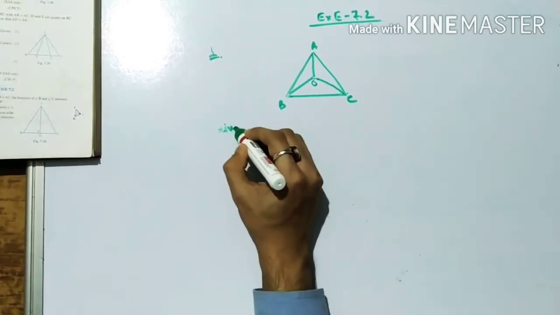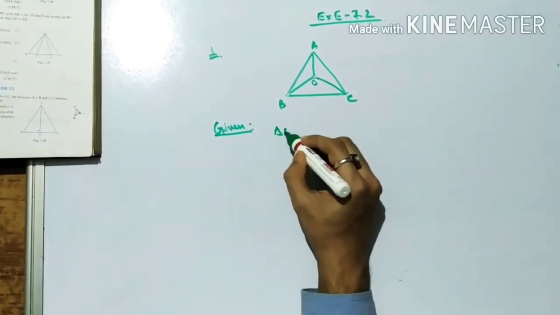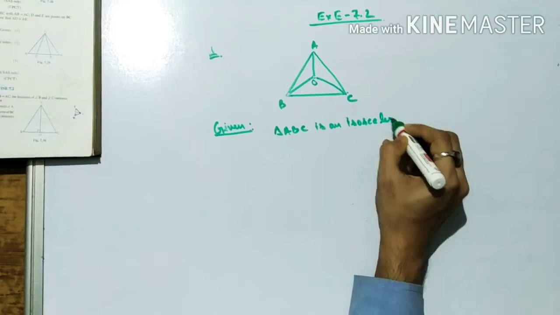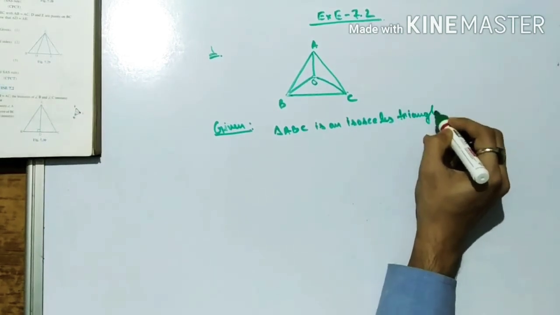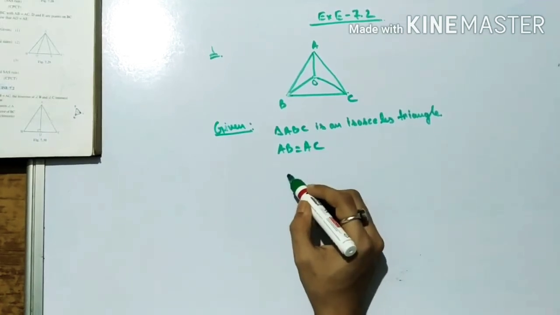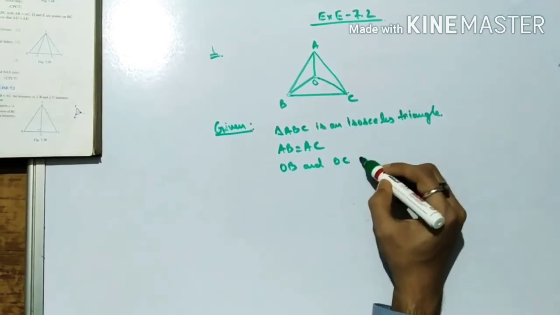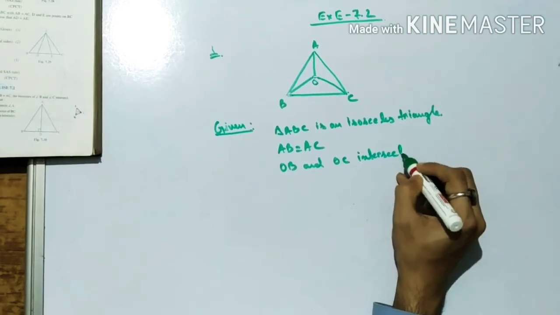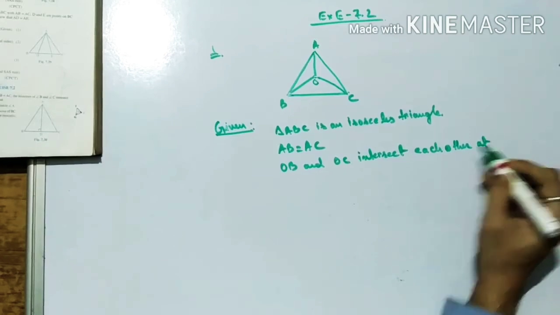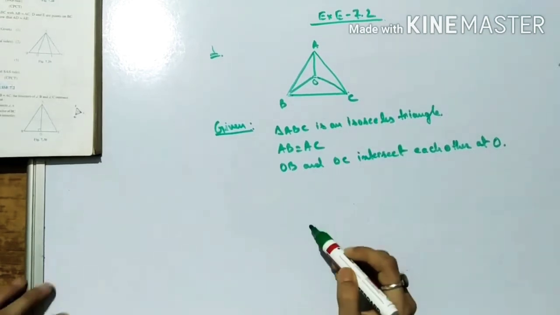So first of all, I will write what is given. Given here is that triangle ABC is an isosceles triangle. And next it is given that AB is equal to AC. And next it is given that OB and OC intersect each other at O.